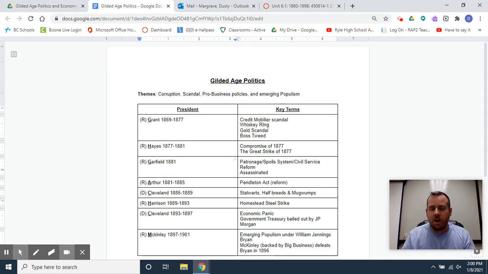Mugwumps are Republicans who, in the election of 1884, because they were upset with the Republican Party, voted Democrat. Mugwumps were Republicans who voted Democrat. The idea is that I think your mug is on one side of the fence and your wump, which is your backside, is on the other side of the fence. So they were like fence sitters.